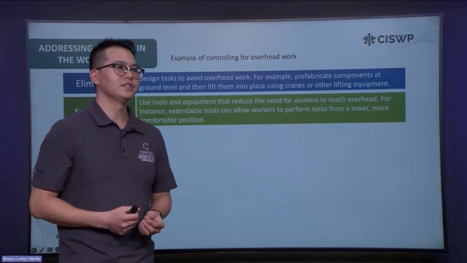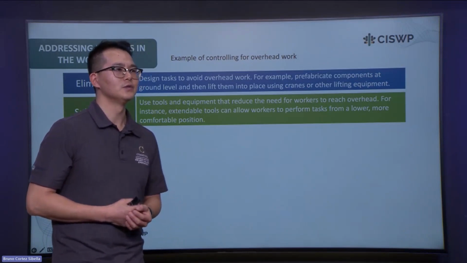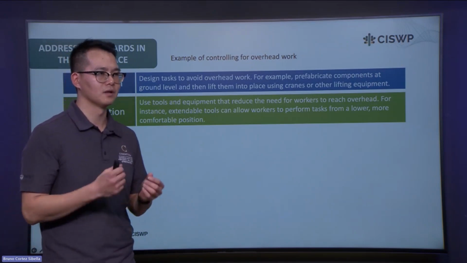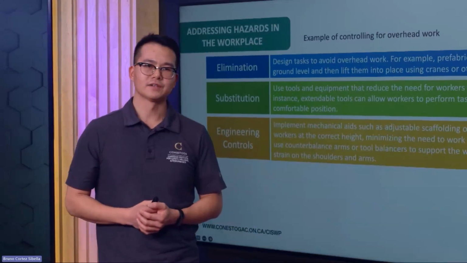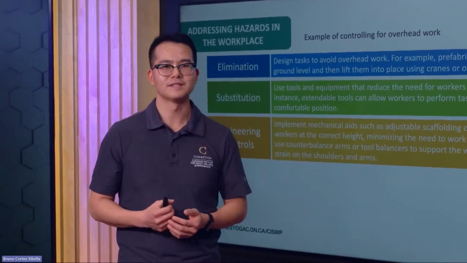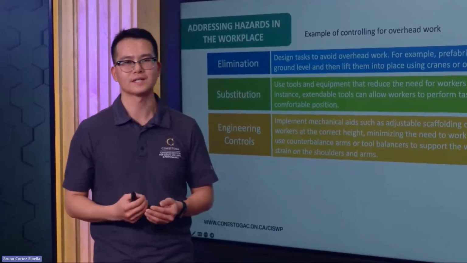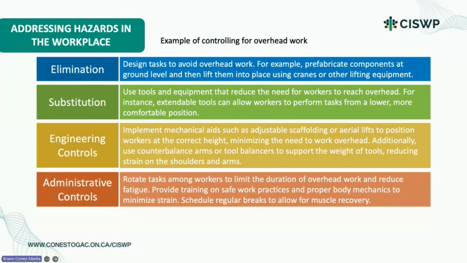For substitution, you can use tools and equipment that reduce the need for workers to reach overhead, using things like extendable tools that allow the workers to perform tasks from a lower and more comfortable position. Engineering controls could include implementing mechanical aids like ladders or scissor lifts to position the worker at the correct height and minimizing the need for overhead work. Administrative controls may include rotating tasks amongst workers to limit the duration of overhead work.